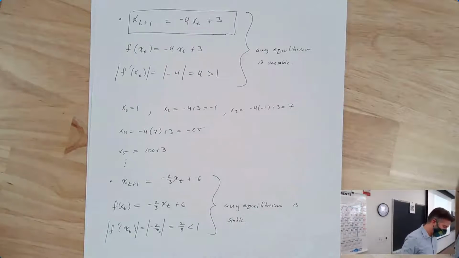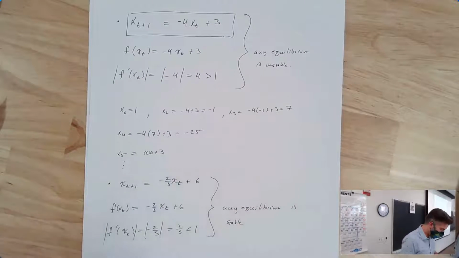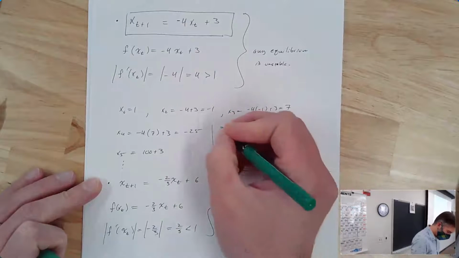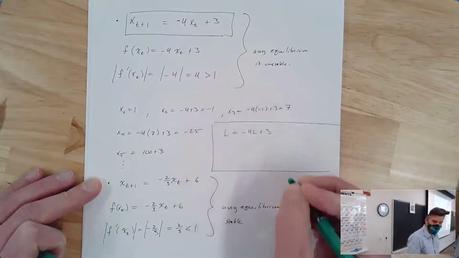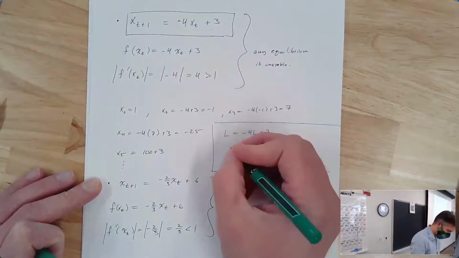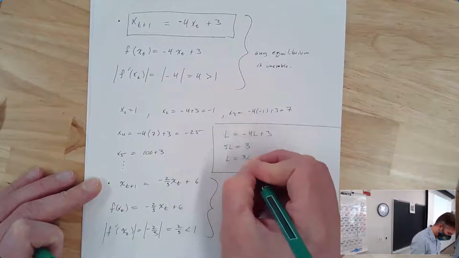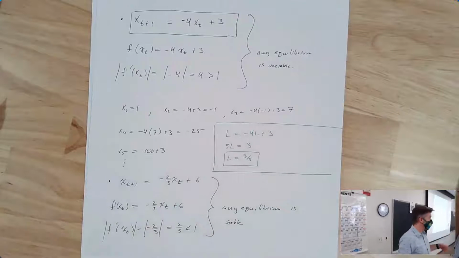If you start plugging in some values, you see how it gets really, really big. Our equilibrium here, if we wanted to find it, we'd set L equal to negative 4L plus 3. We'd add 4L to both sides, and we get L equal to 3/5. So if you plug in 3/5, you keep getting 3/5 back.